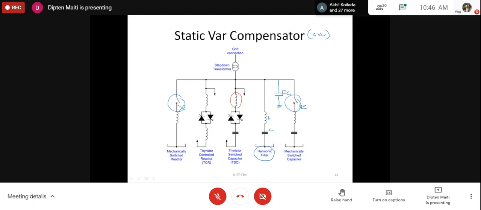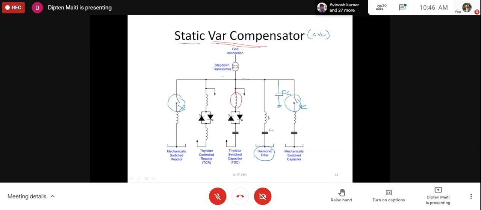A static Var compensator is usually used just to compensate Var or the reactive power. That's why it is called the static Var compensator. As it uses static electronic components, they do not have any rotating members, so that's why this is called a static Var compensator. We will make this point a little bit later.